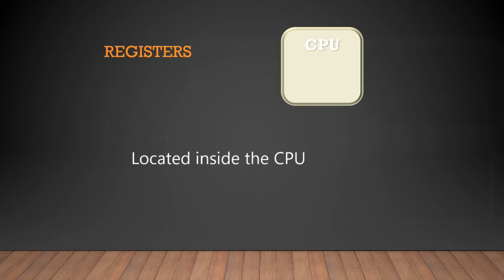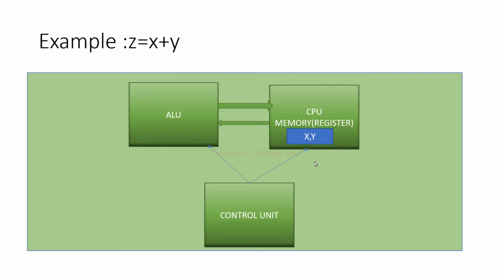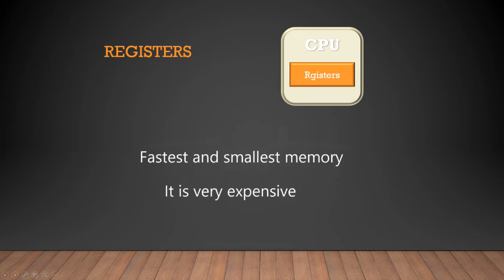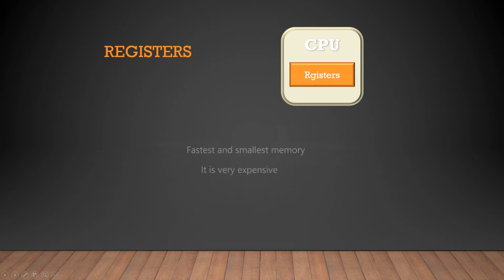Now, we are going to study registers. Registers are located inside the CPU. These are the temporary storage areas used by the ALU to fetch and store the data while performing process execution. These are the fastest and smallest memory inside the computer. They are very expensive compared to other memory.